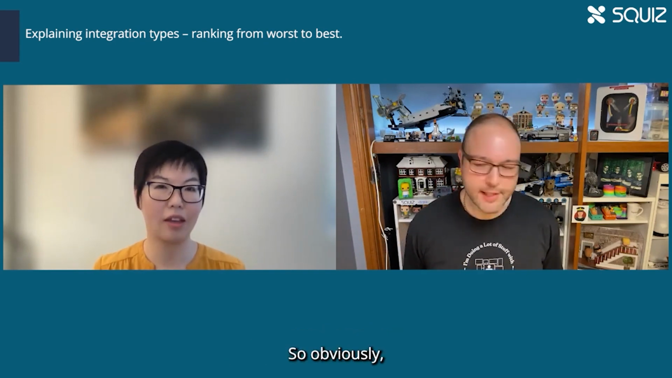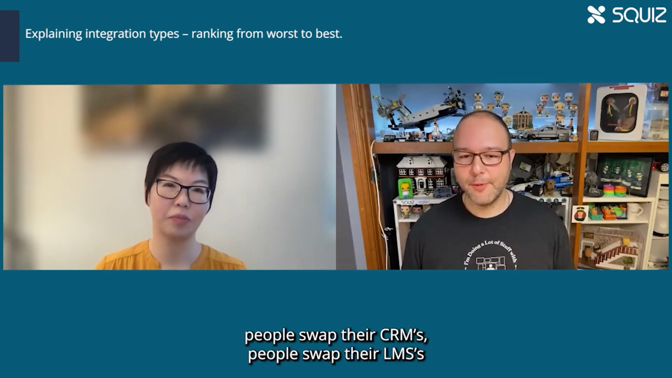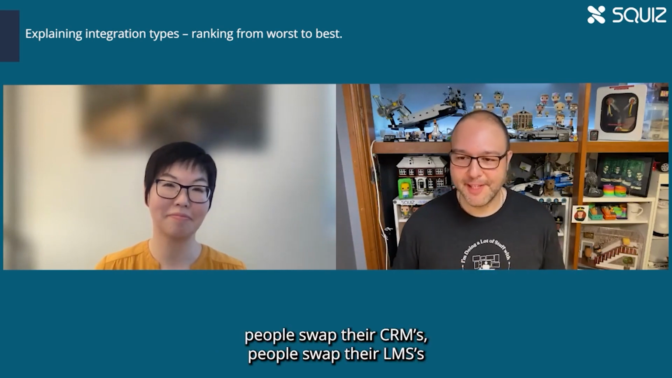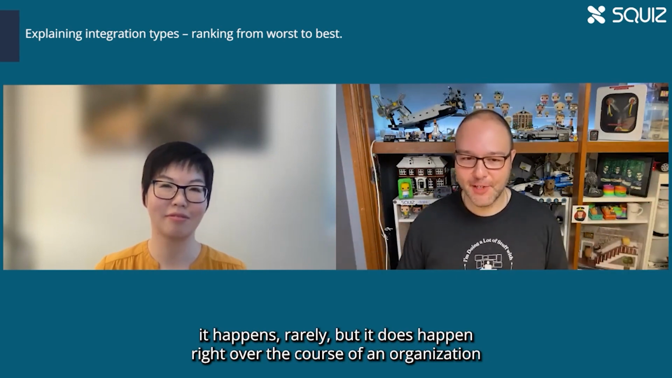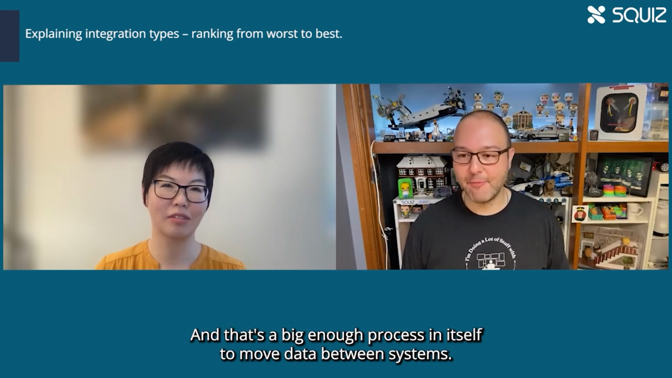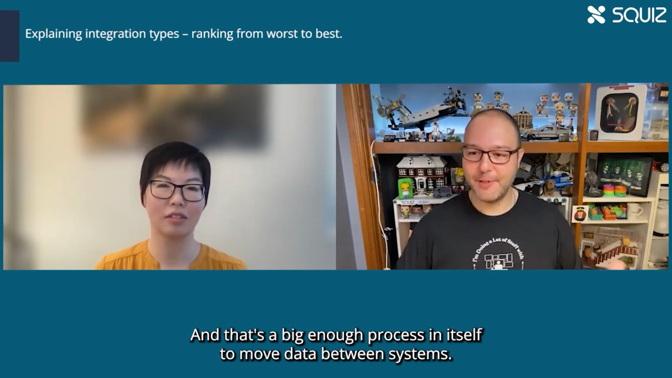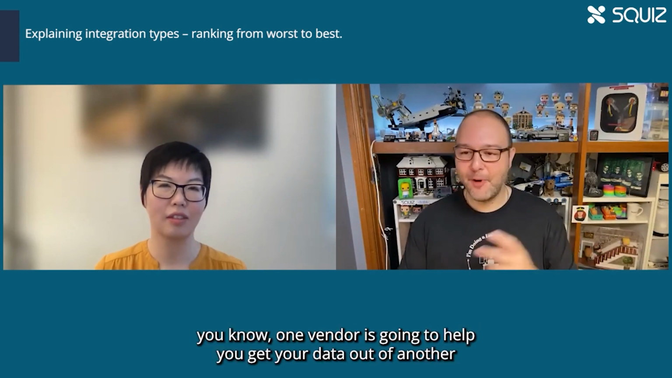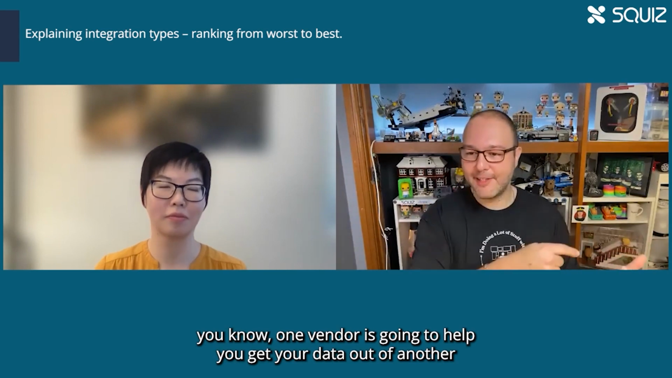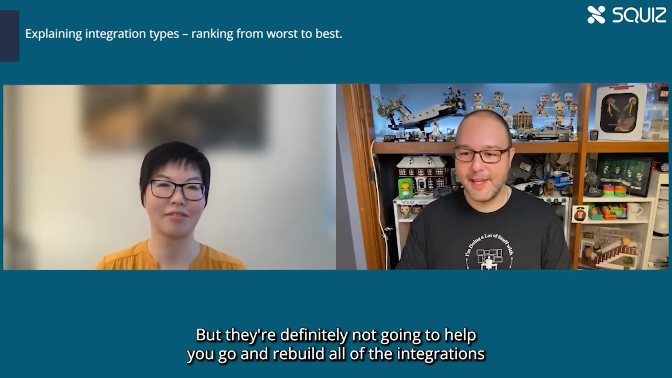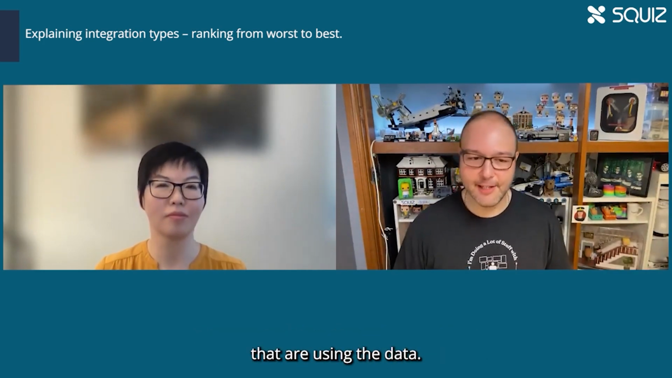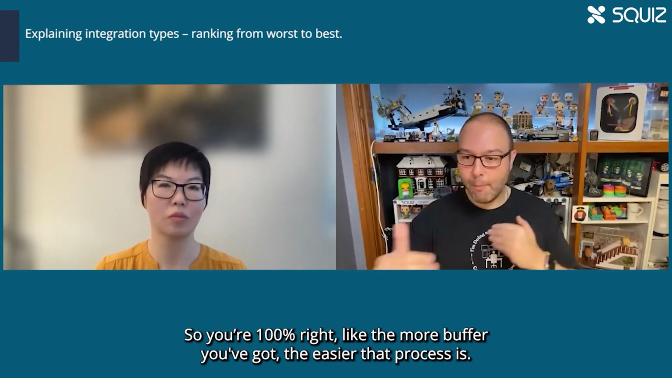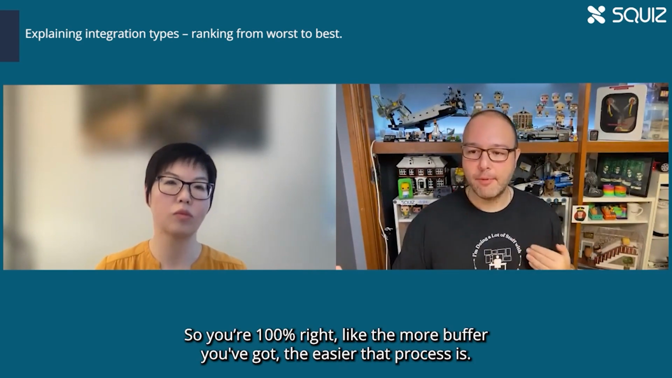So obviously, if people swap their CRMs, people swap their LMSs, it happens rarely, but it does happen, right? Over the course of an organization, it's going to happen a few times. And that's a big enough process in itself to move data between systems. And often, one vendor is going to help you get your data out of another system and into theirs, but they're definitely not going to help you rebuild all of the integrations that you've currently got, all of your digital experiences that are using the data. So you're 100% right. The more buffer you've got, the easier that process is.